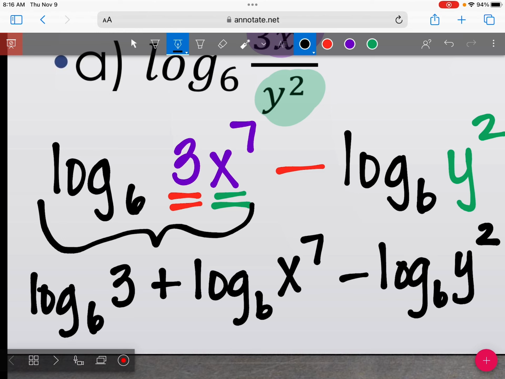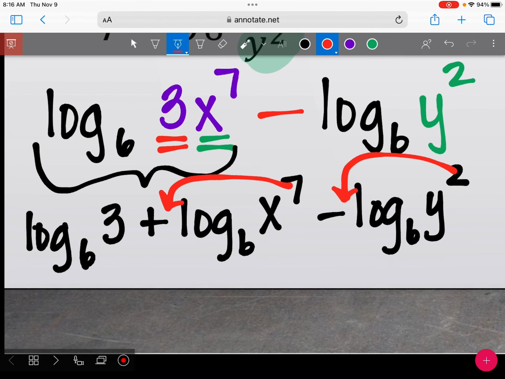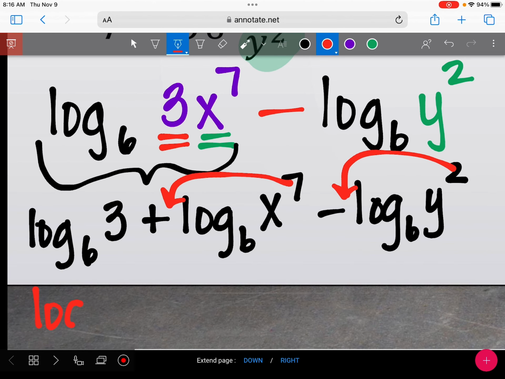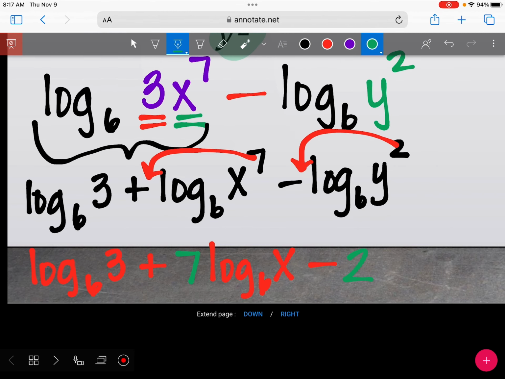And then you're going to use the third property, which is the power property, which tells us that the exponent is going to move to the front. So this 7 moves right here, and the 2 moves right there. So my final answer is log base 6 of 3 plus 7 times the log base 6 of x minus 2 times the log base 6 of y.